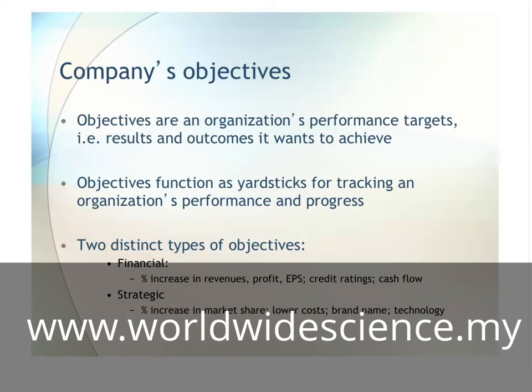Okay, good. So there are two distinct types of objectives: financial objectives and strategic objectives. As you can see, examples of financial objectives are your revenues, your credit rating, and cash flows. Strategically, they include your market share, your cost, your brand name, and your technology.